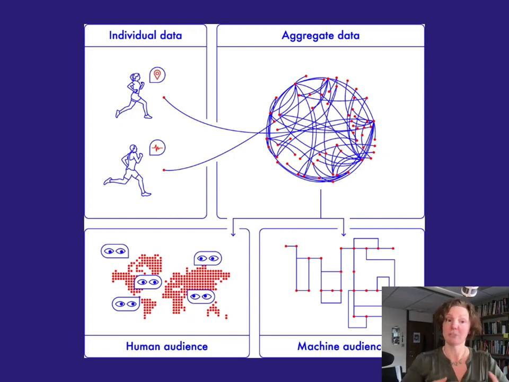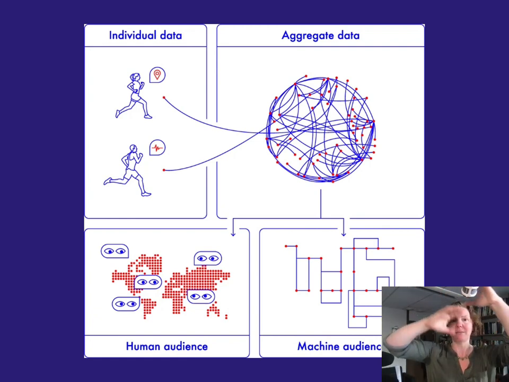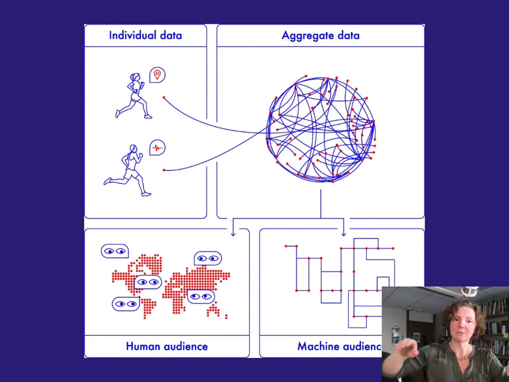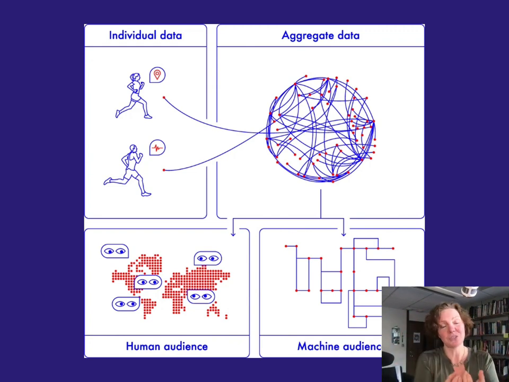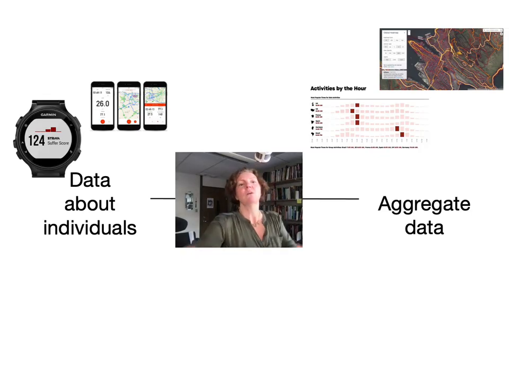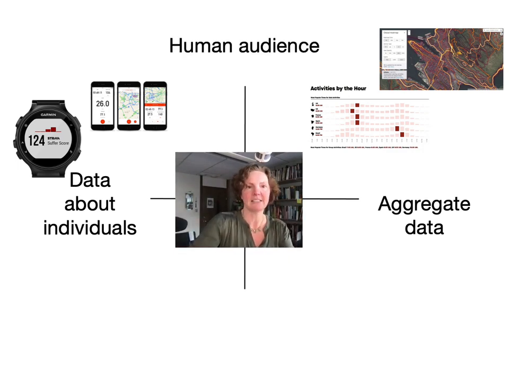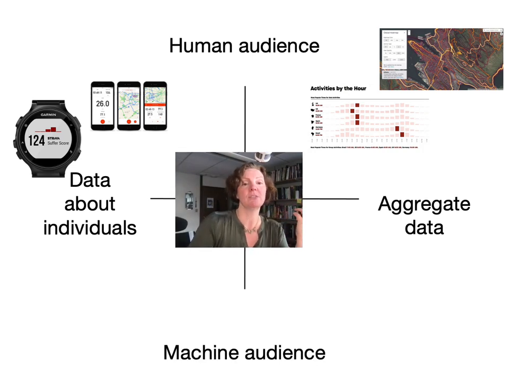So as you can see here, you've got the individual data generated by the individuals who actually, in the case of Strava, really want to share this data. They want to be able to see their own runs reflected back to them in this way. The individual data is aggregated and made global, and that aggregate data is displayed for two different audiences. On the one hand, humans, where it's represented, and on the other hand, a machine audience, which uses it to do operations. So we can draw up this spectrum. We've got the individual data, the aggregate data, human audience, machine audience.